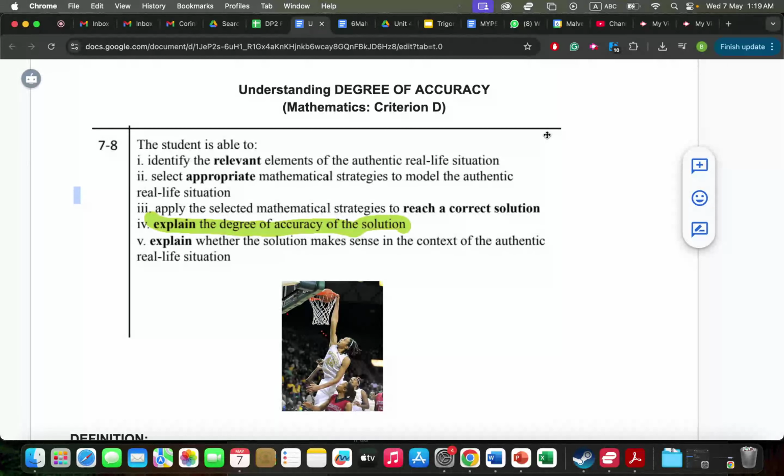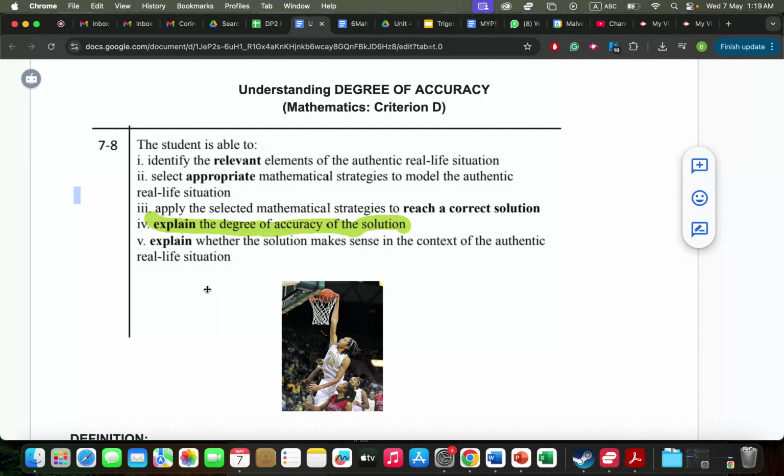Are you having trouble understanding what degree of accuracy means in Criterion D? Now, Criterion D has historically been one of the toughest criteria for most students, which is basically applying mathematics in real life context. So today what we're going to be doing in this video is to unlock some mysteries that usually students struggle with in Criterion D.